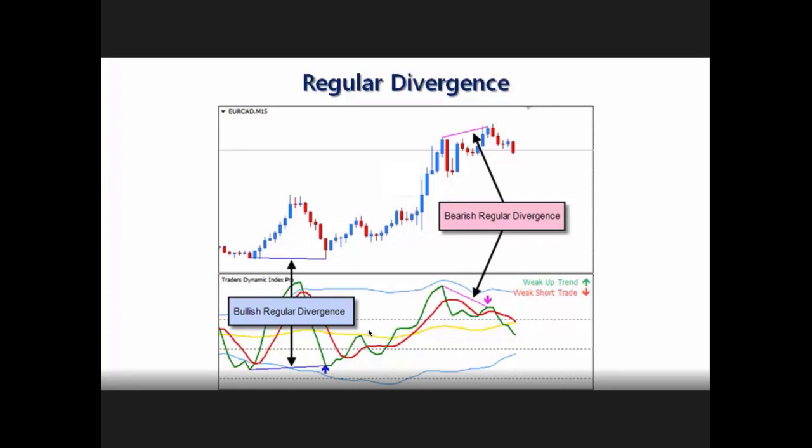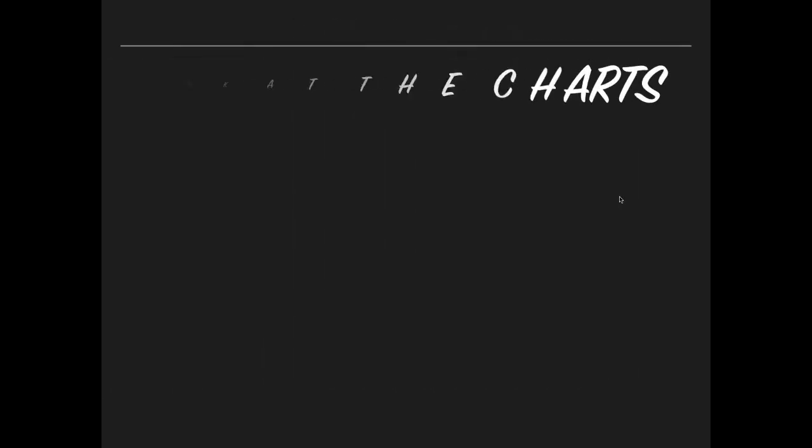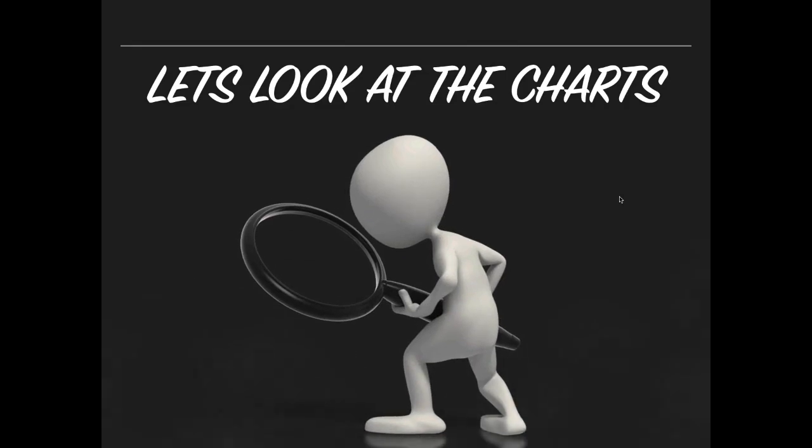When you look at those things together, along with everything that we've just covered in the TDI, that's how you get a picture of what's going on in the market. So that's what we're going to look for: divergence on your charts, and how to confirm your entries after that. Okay, so let's look at some of the charts. We're going to look at some examples of that right now.